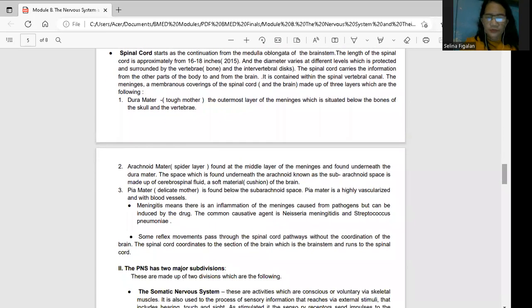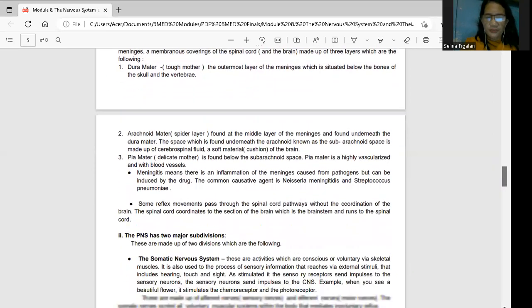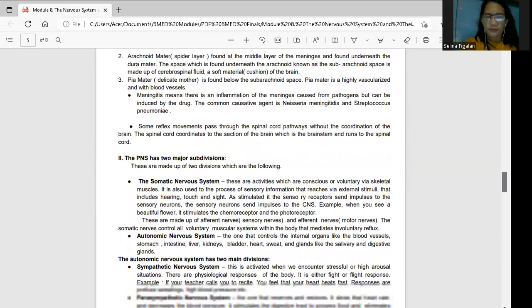Okay. So the PNS has 2 major subdivisions, the somatic nervous system and then the autonomic nervous system, as I explained earlier about the peripheral nervous system. Okay, so when you say somatic, that is under the skeletal muscles, which means voluntary.